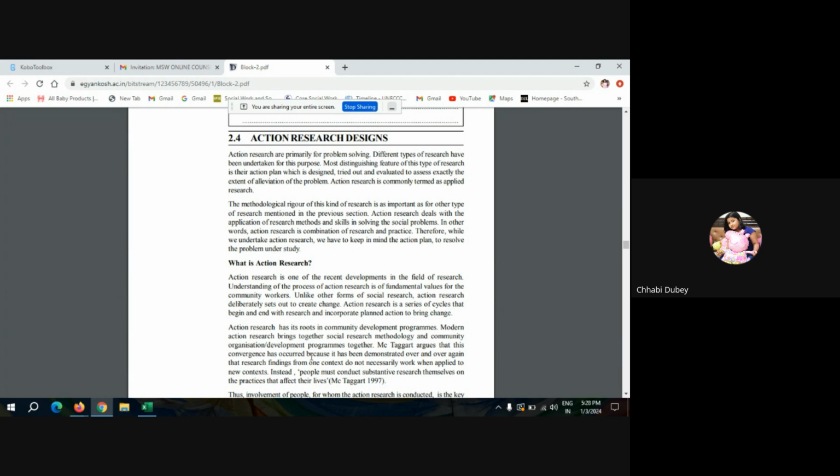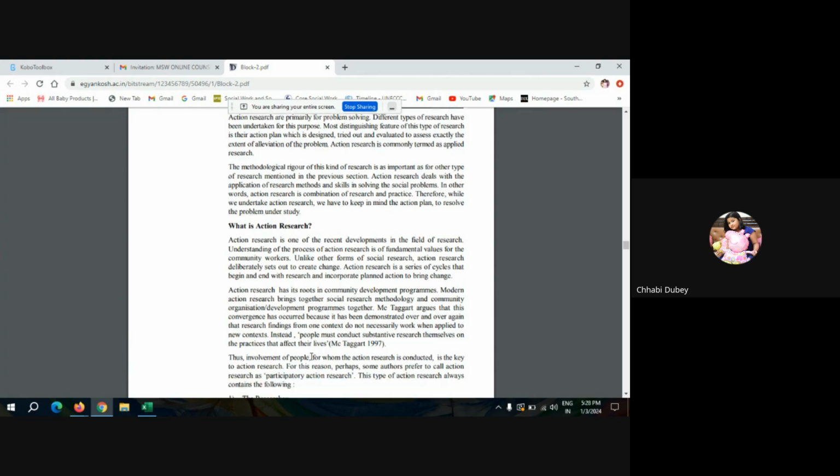Now, the process of action research, we need to understand this process of action research. Why? Because as community workers, as social workers, it is very important for us to understand how the process of action research takes place. So, unlike other forms of social research, research is deliberately designed to create changes. The main purpose of action research is to create changes in the society. And action research, you may say it is a series of cycles that begin and end with research, and it incorporates some planned action to bring about changes.